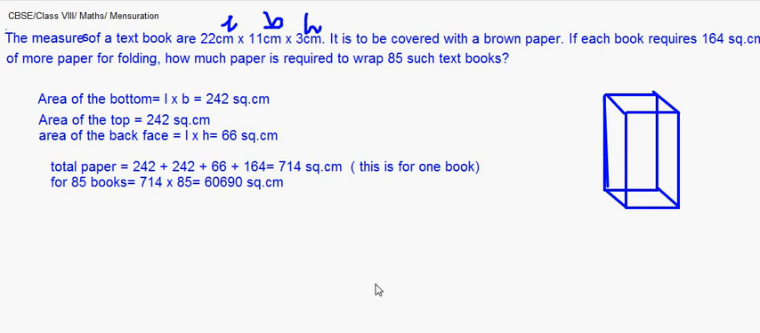The explanation. In the next session, we will be taking up how to find out the surface area of the four walls of a room. Hope you followed these three questions which we have taken this session. Thank you.